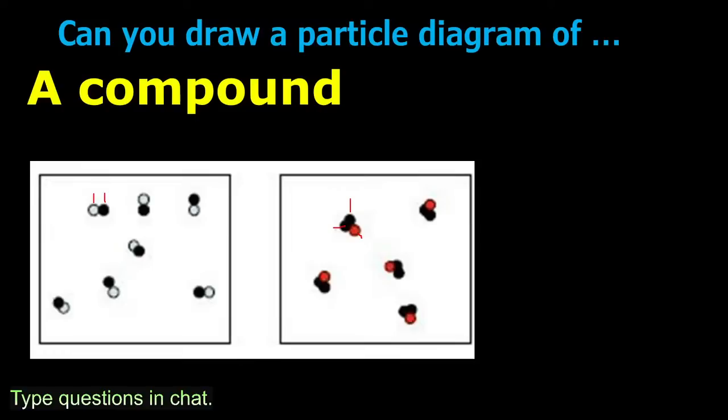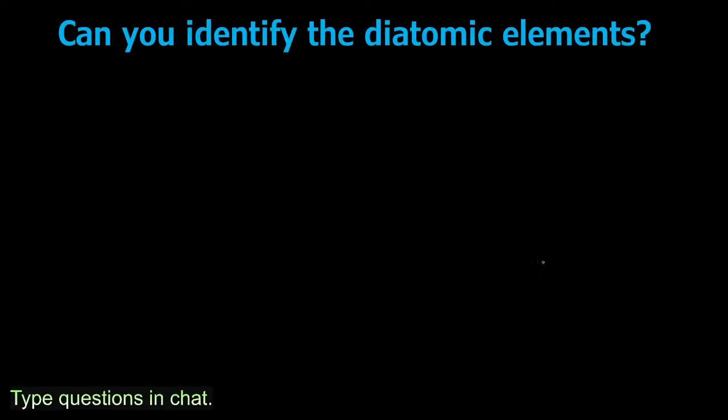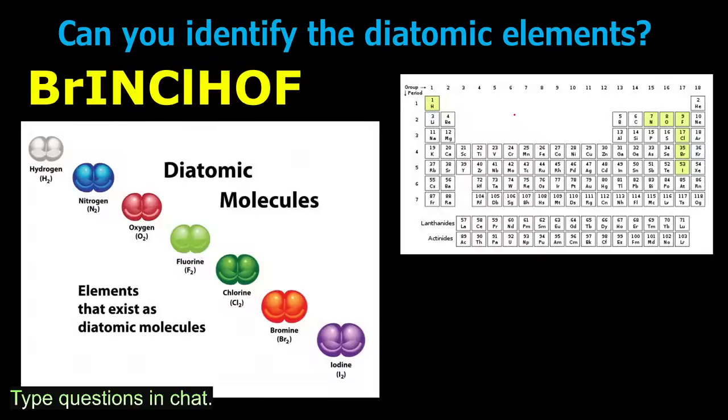Can you identify the diatomic elements? You literally have to know these. So you have to know which elements exist as diatomic, meaning they have one atom of an element bonded to another atom of the same exact element. And the phrase that I teach my students is BrINCIHOF. So that means bromine, iodine, nitrogen, chlorine, hydrogen, oxygen, and fluorine on the periodic table. Those specific 7 elements are diatomic, okay?